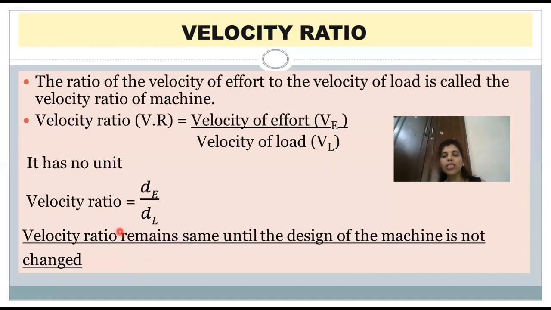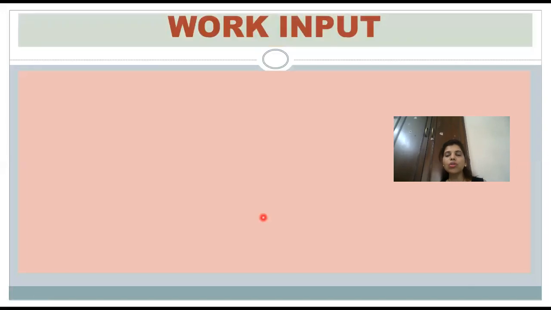Velocity ratio will only change if you're changing the design of the machine. Okay, so if you're changing the design of the machine, then only the velocity ratio will change. Otherwise, it is not affected. Okay, children, so I hope till here it's clear. Now we go to the next term, which is again very important, as I told you.